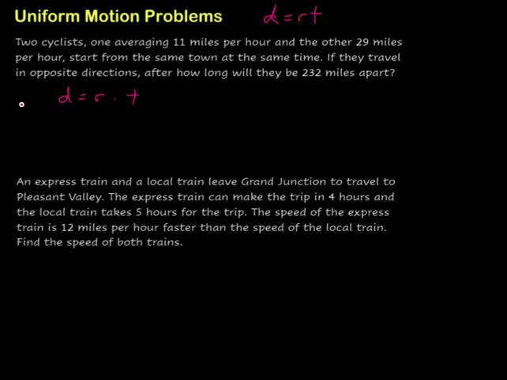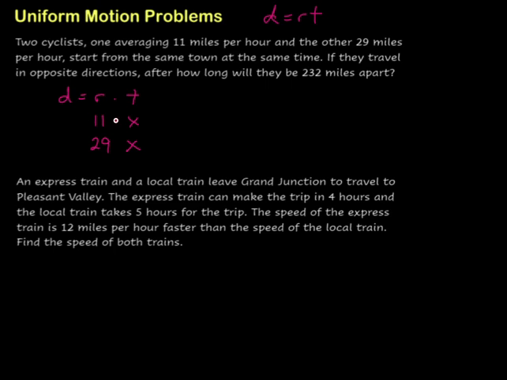All right, so we've got our first cyclist and our second one. One is averaging 11 miles per hour. That's the rate, so we're going to put that one here. And then the other is averaging 29 miles per hour, so 29 right here. Now, they're starting at the same time, and we want to know when they are 232 miles apart. Well, we're asked to find after how long. So the time is what we're interested in finding. So let's call that x. And they're both traveling for the same amount of time, so let's call them both x.